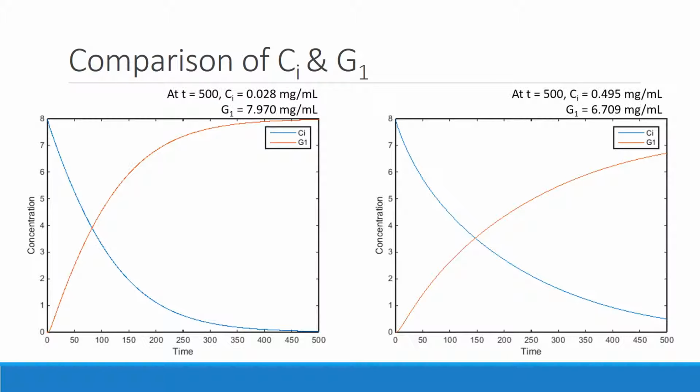As you can see, there's a pretty significant decrease in final glucose concentration on the right plot. On the left, we have a 7.97 milligram per milliliter final concentration of glucose. Yet on the right, with the negative feedback, it's only 6.709 milligrams per milliliter. That's over a 15% decrease. Yet, if you look at cellulose, the concentration with the negative feedback is only about 0.5 milligrams per milliliter, which doesn't account for the big difference. Therefore, it can be assumed that the glucose is trapped somewhere else in a different compound in the system.